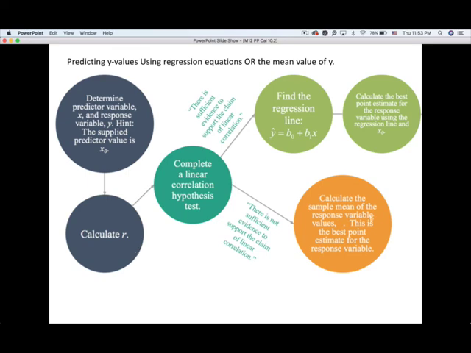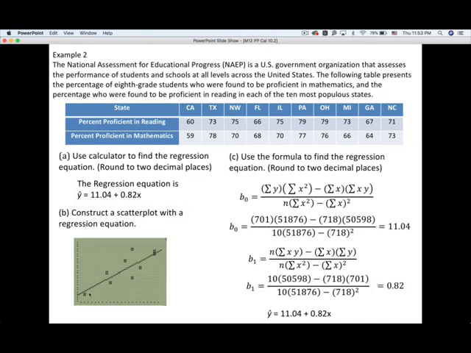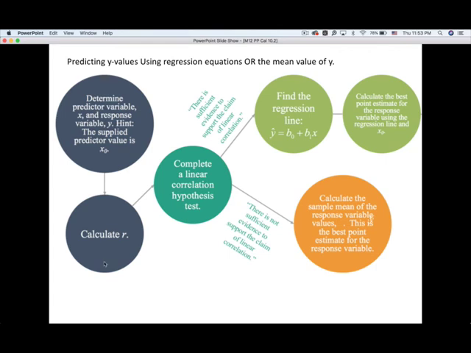Think about it. If we have this picture, all the points are going to be close to the straight line, we know that is a linear correlation. So it makes sense that we could use the regression equation to find the predicted value of y. However, if your R is really close to 0, that means there is no linear correlation. If there's no linear correlation, you don't want to use the regression equation anymore. Okay, that will be meaningless. So first step, find out your R. Complete a linear correlation hypothesis test.